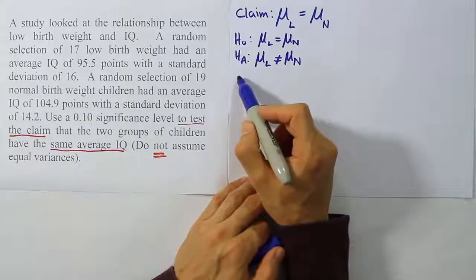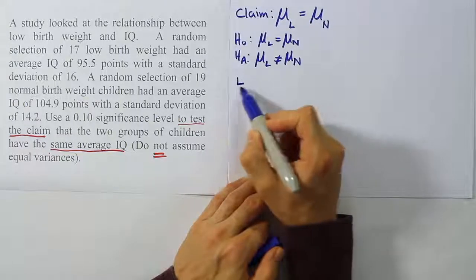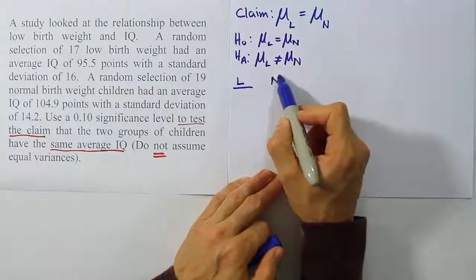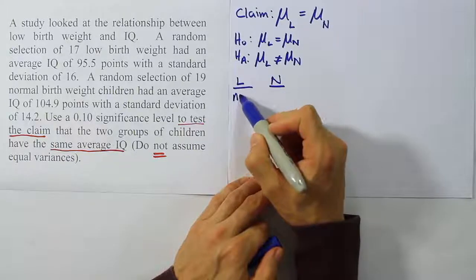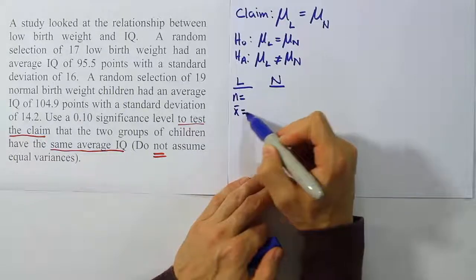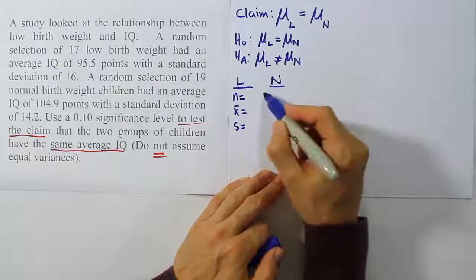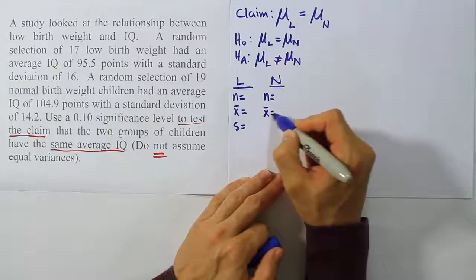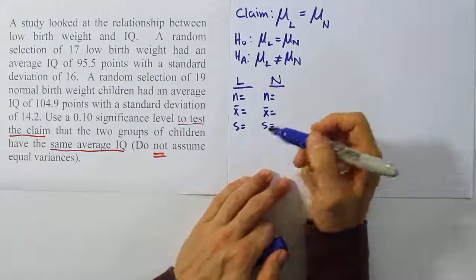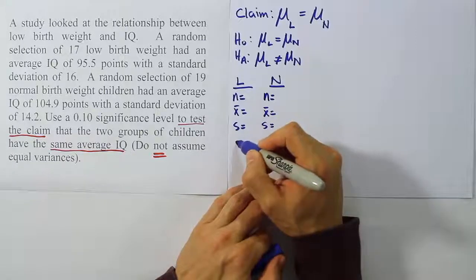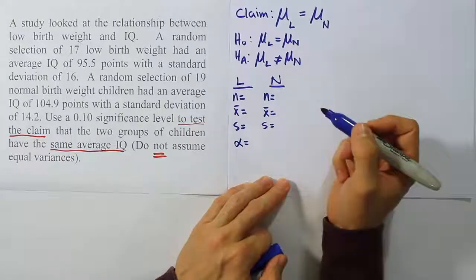Then we're going to write down the data. So for the data, we'll list the first set under L and the second set under N. Low birth weight, we'll have n, x bar, s, n, x bar, s for each group. And then, of course, we'll have a level of significance alpha for the problem.